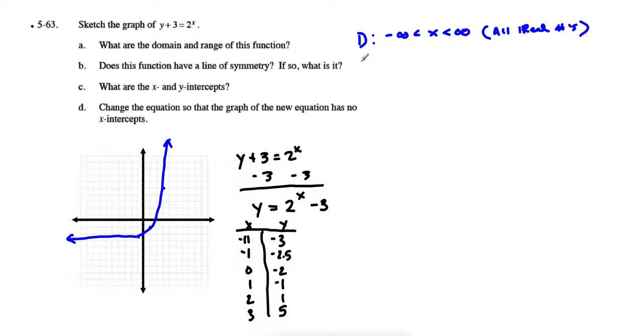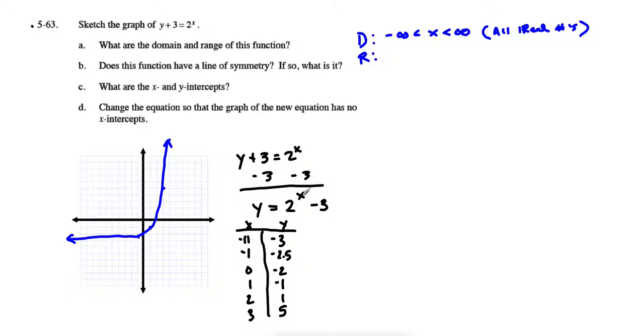Our range for our function here. Well, it's going up forever, so there's no boundary point at the top, but as you come down here, we go past -2, and then we go lower, and we get closer. Now I put a point at -3 there, but if you think about it, if we put in 0 for our x, 2 to the 0 power was 1, minus 3 was -2. Then if we went below 0, let's say -1, we ended up with -2.5.